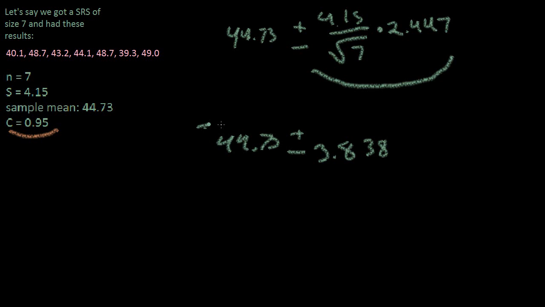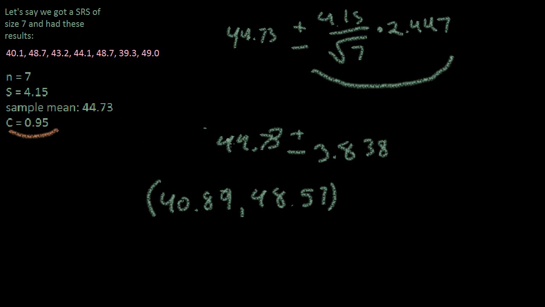And now this is essentially our confidence interval. If you wanted to note it in a different kind of form, we could do 44.73 subtract this value, which would give you something around 40.89. And if you did 44.73 add this value, you would get something around 48.57. And now this is the final answer. This is our confidence interval of 95% for this t-distribution.